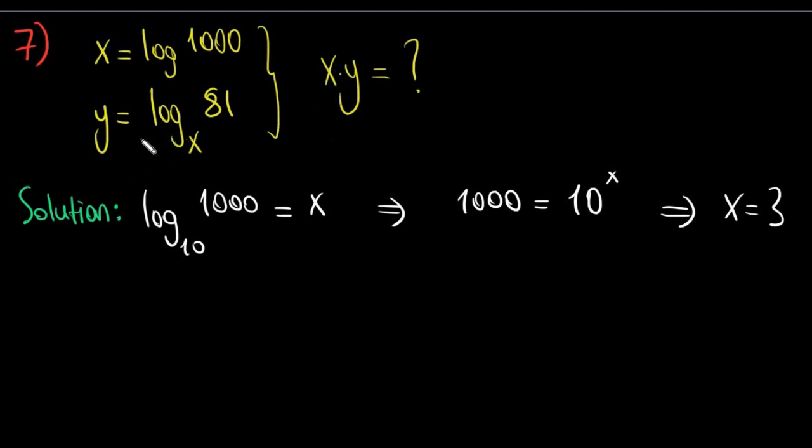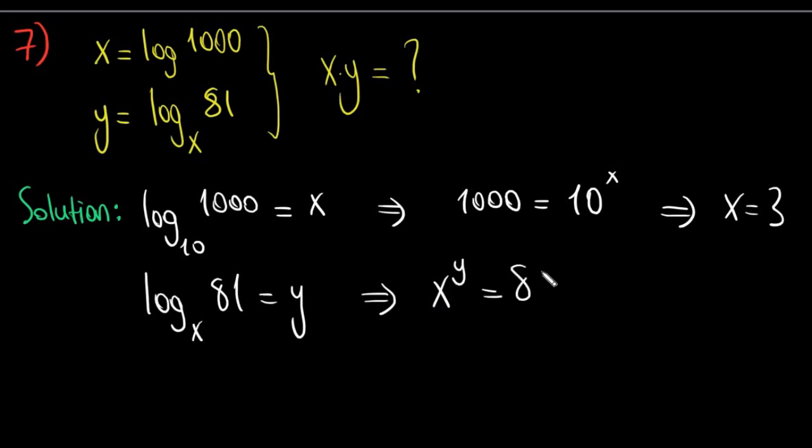Now I need to find the value of y. So it's given that log base x of 81 is equal to y. That means x to the power of y is equal to 81. We just found that x is equal to 3, so 3 to the power of y is equal to 81.